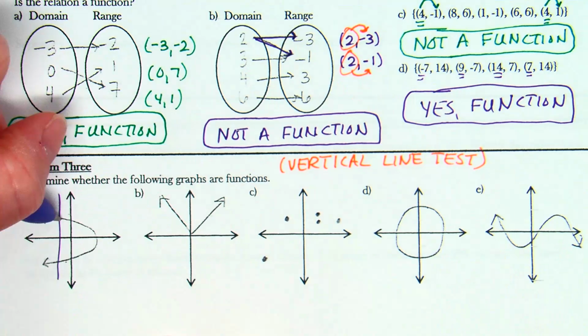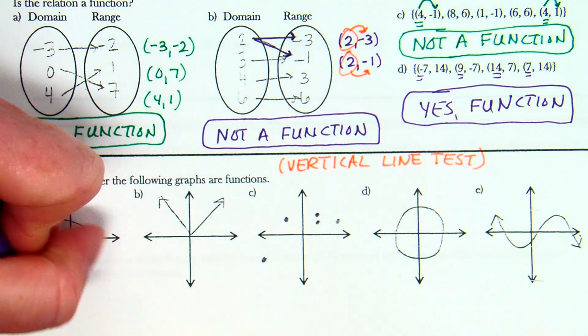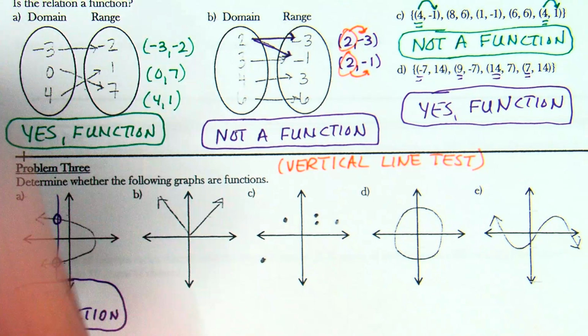Could you maybe draw more than one vertical line if you need to check multiple spots? Yes, you can. Absolutely. I mean, once you find one place it fails, though, you don't have to check anything else.